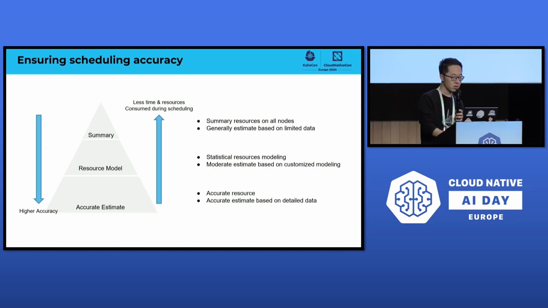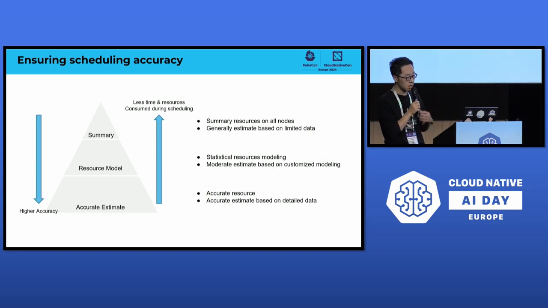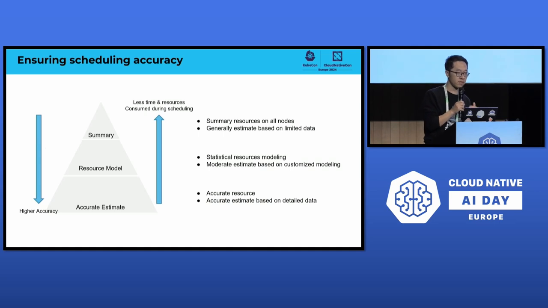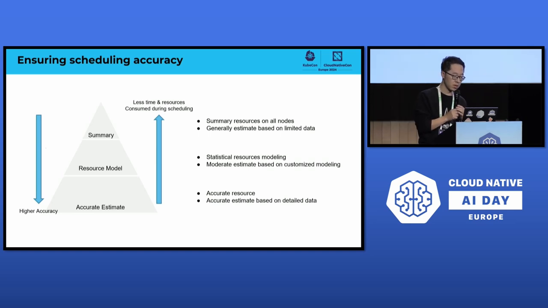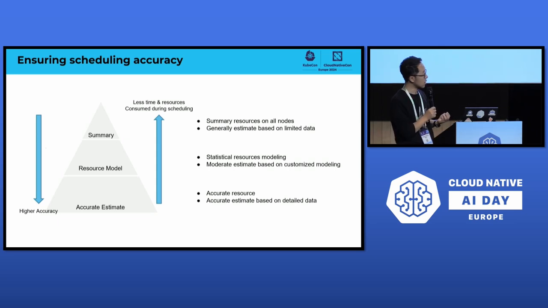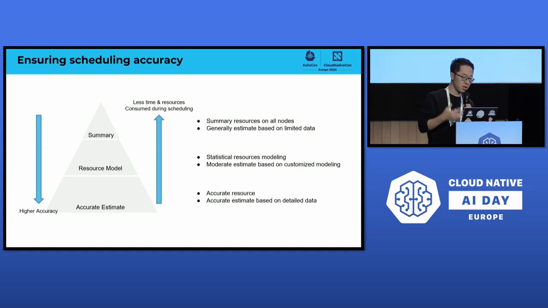So the resource model is a more detailed way to simulate the cluster resource status. It lets users define different grades for the resources, and it's also able to take different types of resources into consideration, and Karmada will use this resource modeling information to help make the decision. But still, it's more detailed, but it's a summary, so it's in the middle between the accuracy and the efficiency of the scheduling.